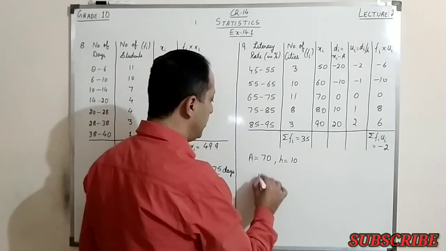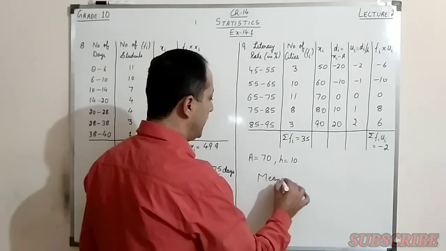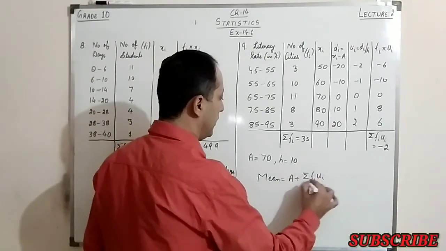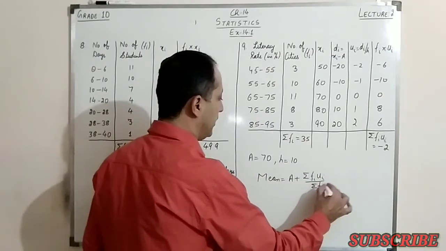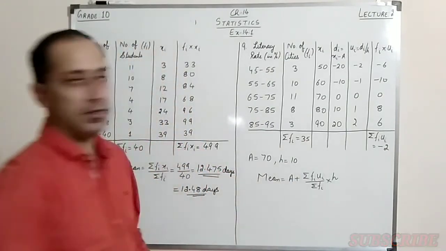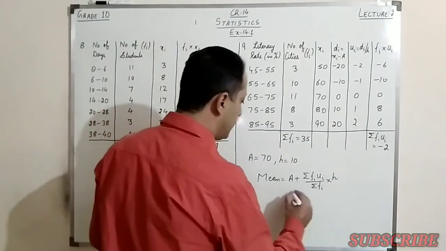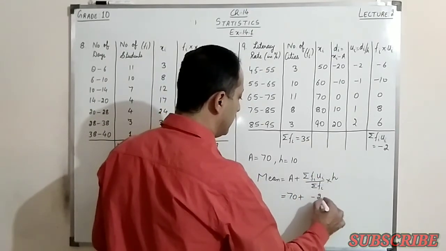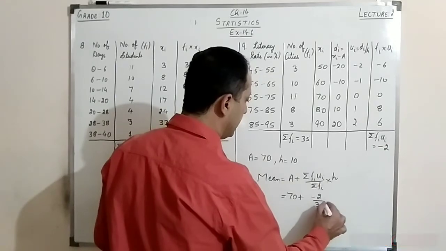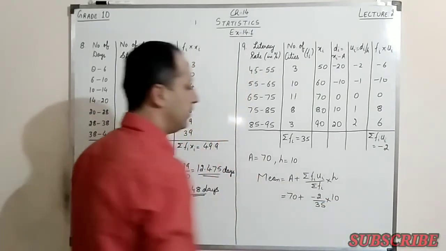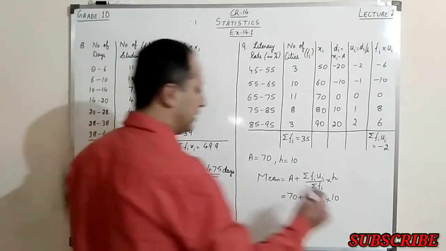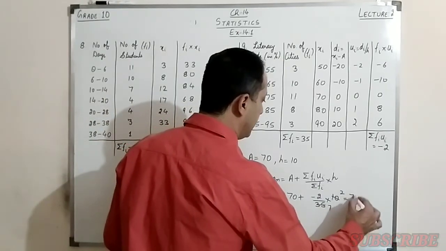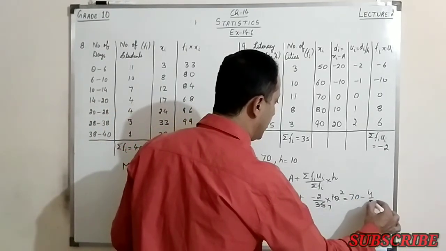Now we have to find the mean using the step deviation method. We have the formula: mean is equal to A plus summation fi ui upon summation fi multiplied by h. Substitute the values now. So that is equal to 70 plus, this is minus 2 upon 35, multiplied by 10. So let's simplify this. This cancels out by 5. This is 2. This is 7. So we have 70 minus 4 by 7.